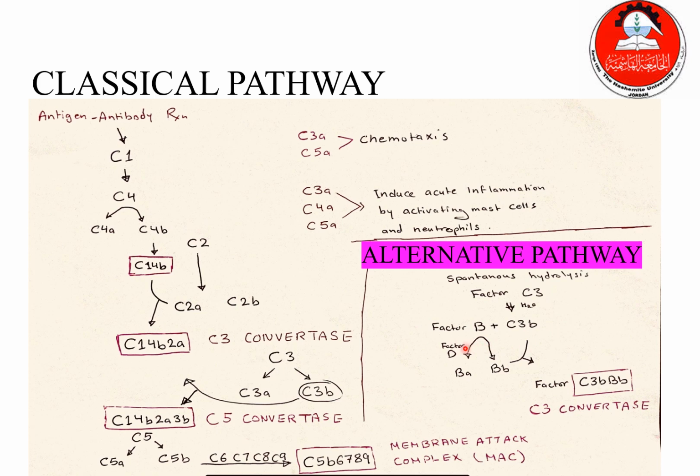C3B بيرتبط مع في عنا في الالترناتيف باثوي في عنا فاكتور B وفاكتور D، بالاضافه للسي 1 للسي 9. هون بالكلاسيكال باثوي في عندنا from C1 to C9. في الالترناتيف باثوي في عندنا بالاضافه لل C's we have the factor B and the factor D. So بصير في عندنا spontaneous hydrolysis، وزي ما حكينا قبل هيك بالهوست سيلز في عندنا شيء to prevent the activation of the C3 وانه to be targeted للself cells to be targeted by the C3.